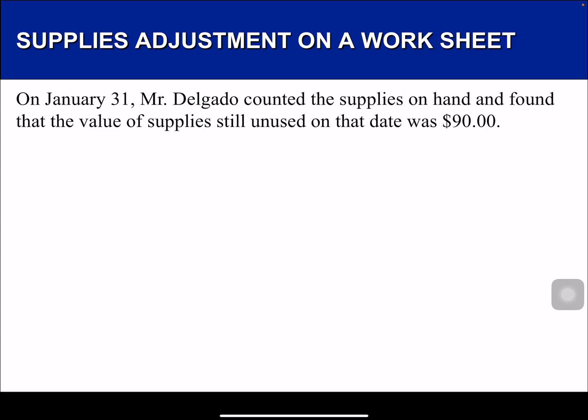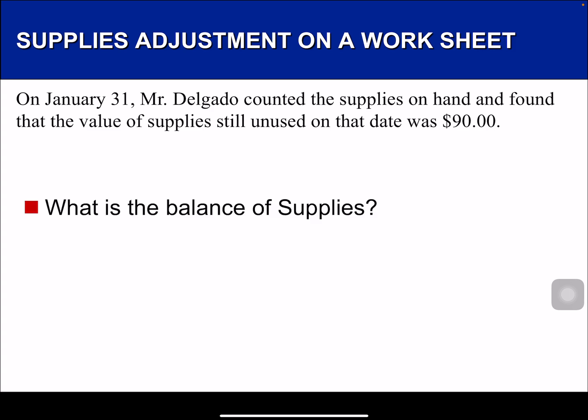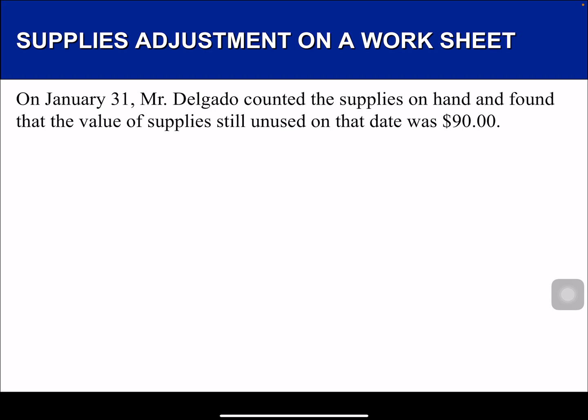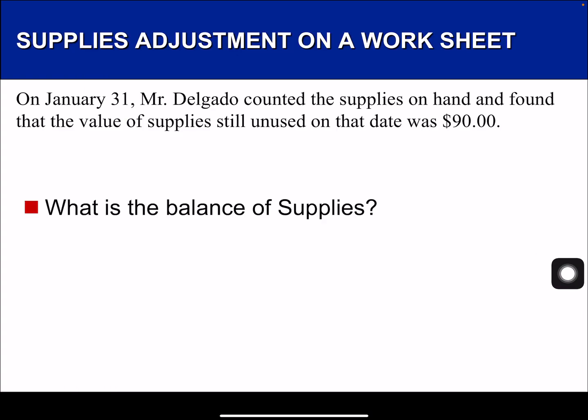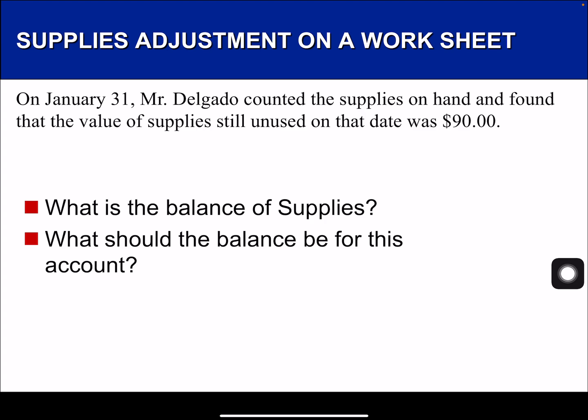On January 31st, Mr. Delgado counted the supplies on hand and found the value of supplies still unused on that date was $90. So he went in and counted the supplies, did an inventory, and found out that they have $90 of their supplies left. When you are planning an adjustment, there are 4 questions that you must ask. What is the balance of supplies? If you remember back from our worksheet, our balance of our supplies is $620. You can see right here, we have it. Okay, what should the account be?